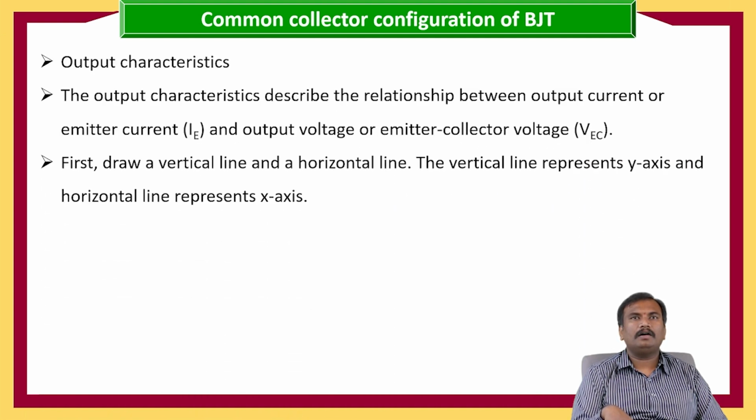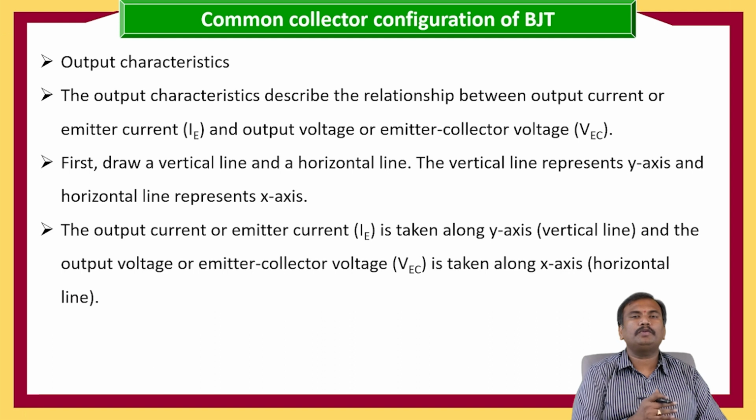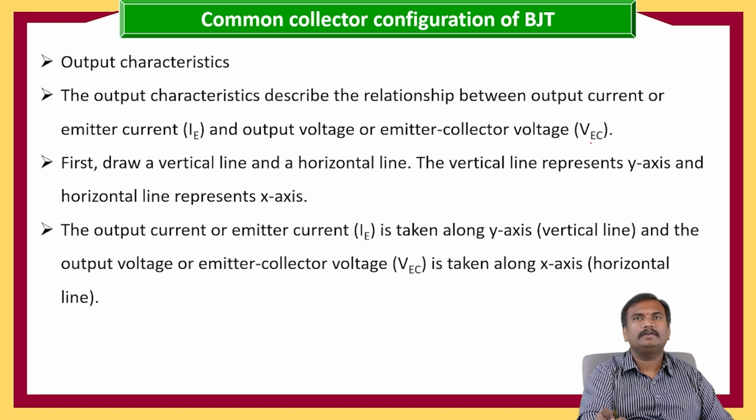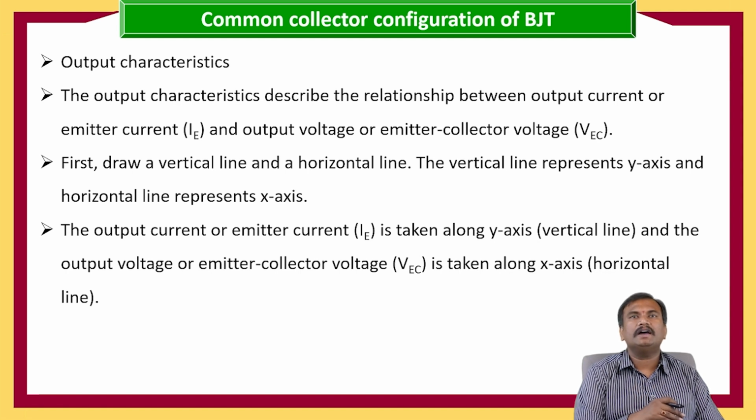Now we'll go with the output characteristics. Here the output voltage is emitter to collector voltage. Output current is emitter current. Here the output characteristics describe the relationship between the output current or emitter current and the output voltage or emitter to collector voltage, that is VEC versus IE, the characteristics between the emitter to collector junction.